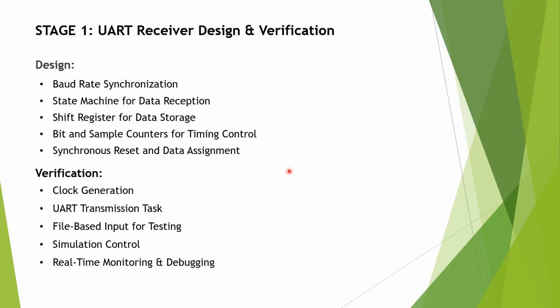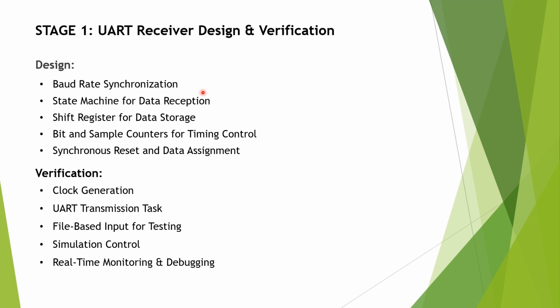So let's start. The UART receiver consists of key components that ensure accurate and efficient data reception from a serial communication channel. Some of the key components of our design are baud rate synchronization. The receiver must synchronize with the transmitter baud rate to correctly sample the incoming data. As we don't use any clock, baud rate synchronization is necessary. Otherwise, the correct bit cannot be received.